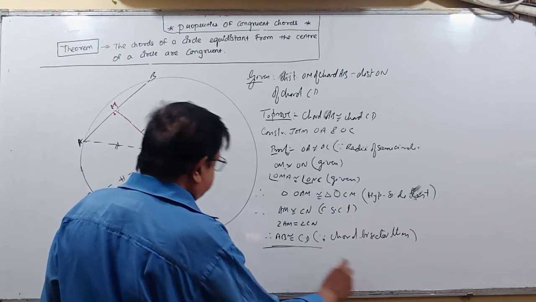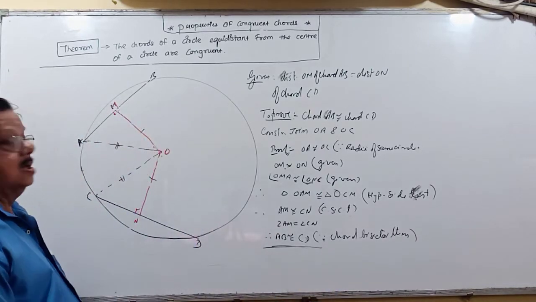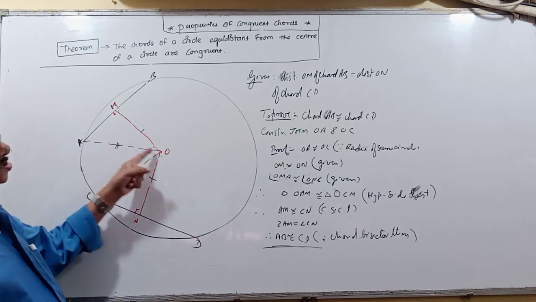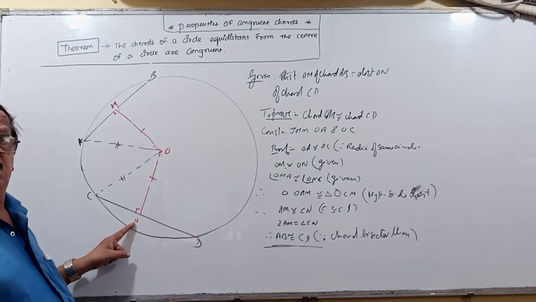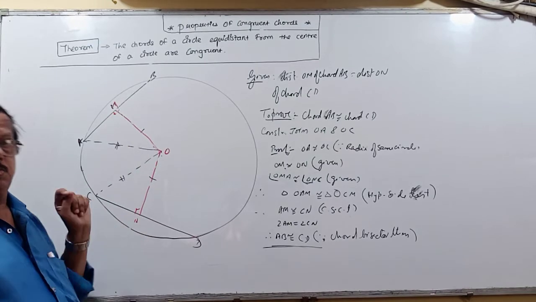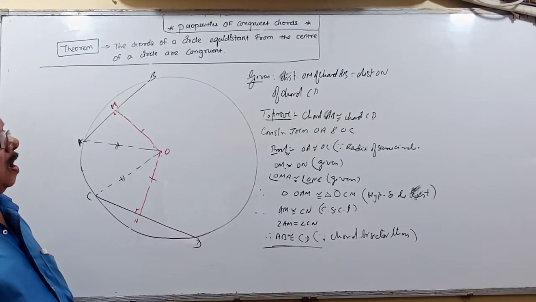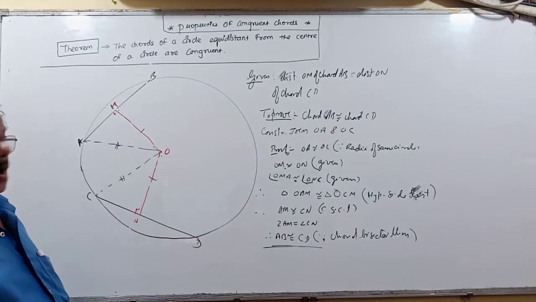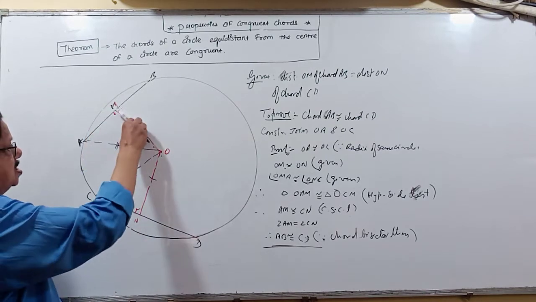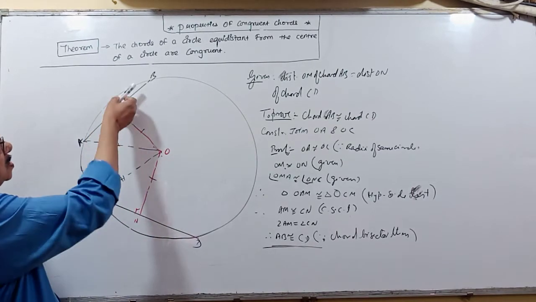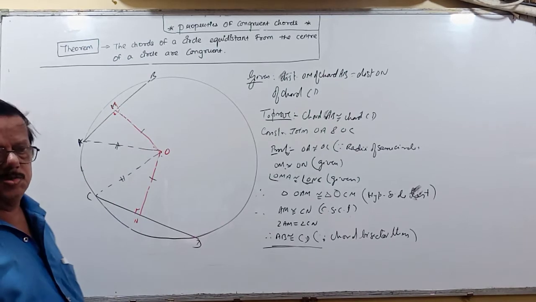So we have proved that if the distances are equal, then the chords are congruent. Therefore, chords which are equidistant from the center are equal. This chord equals this chord. This is the converse of the previous theorem. Okay?